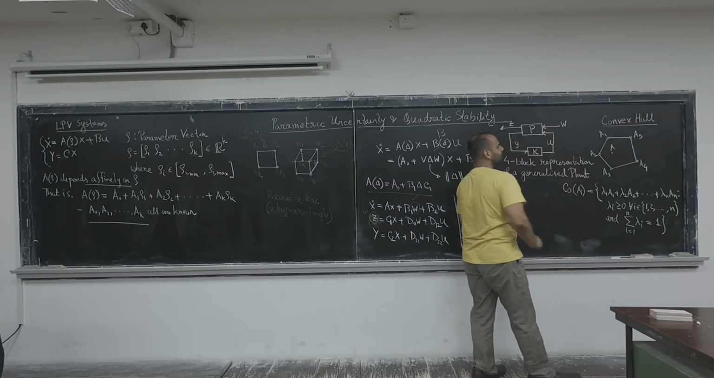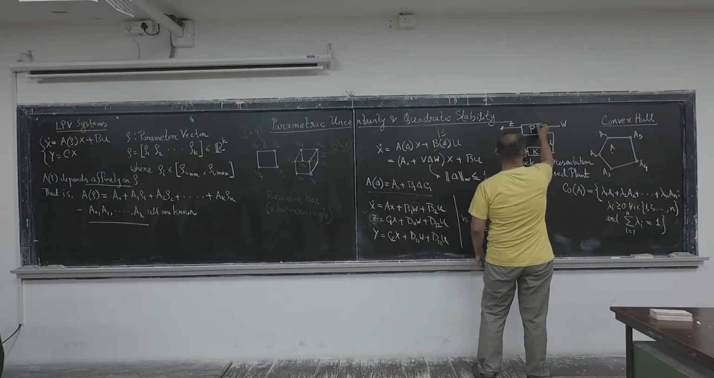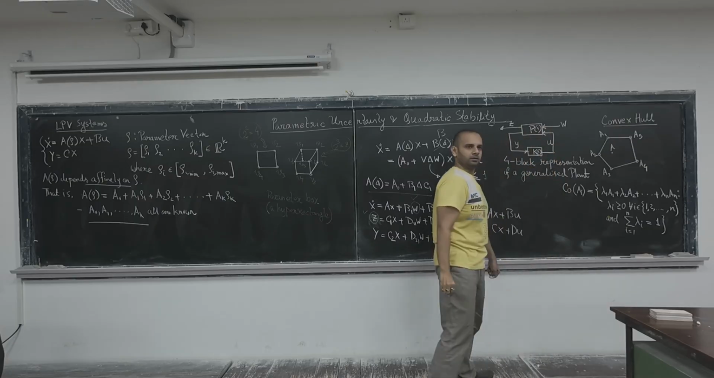P is the generalized plant. K is the controller also. Here you can write P of S, and here also you can write K of S, okay?